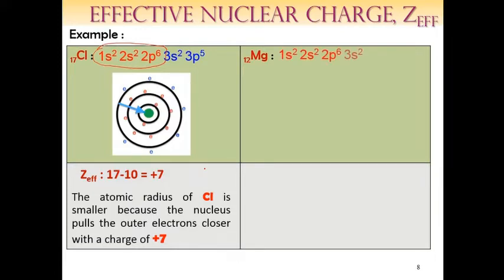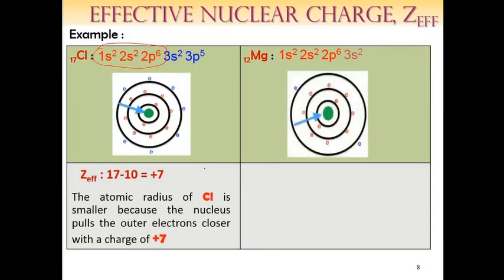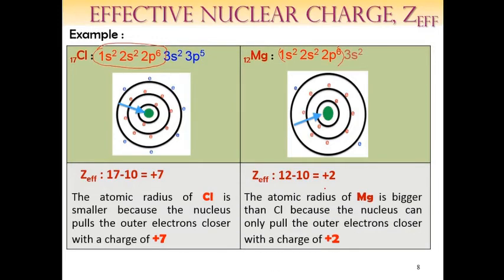For magnesium, the electronic configuration is 1s2, 2s2, 2p6 and 3s2. The effective nuclear charge for magnesium is 12 minus 10. The inner electrons of the magnesium atom we get from the inner shell, 1s2 until 2p6. So the effective nuclear charge for magnesium is positive 2. The atomic radius of magnesium is bigger than chlorine because the nucleus can only pull the outer electron closer with a charge of positive 2.